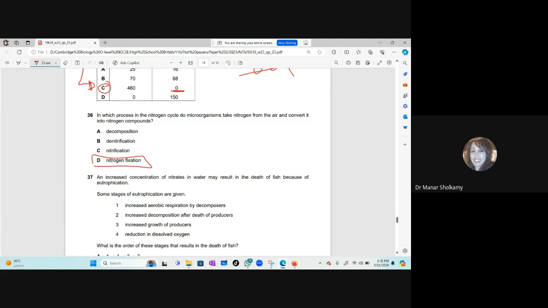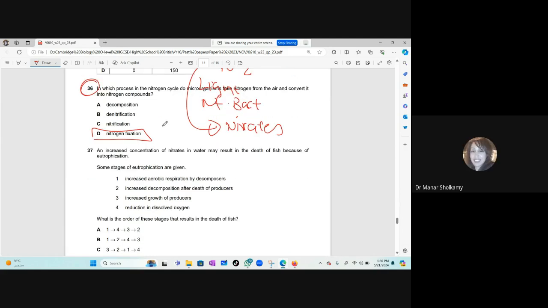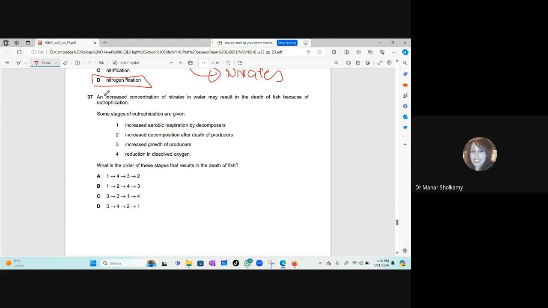Nitrogen fixation is when the nitrogen in the air is directly converted into nitrates in the soil. Nitrogen fixation happens either by lightning, remember, or nitrogen fixing bacteria. Remember that? Okay. So revise the nitrogen cycle. There are always questions on the nitrogen cycle.